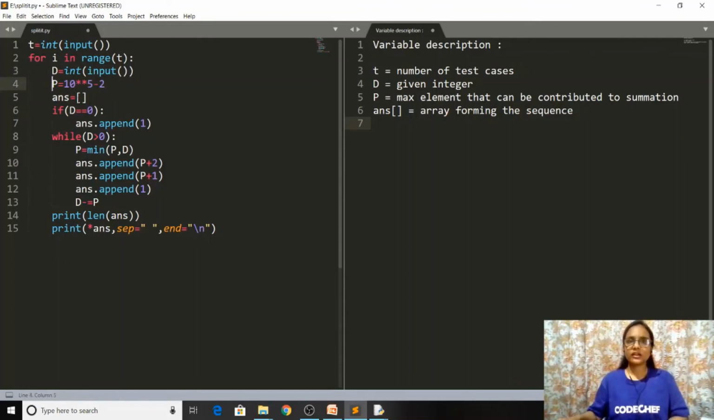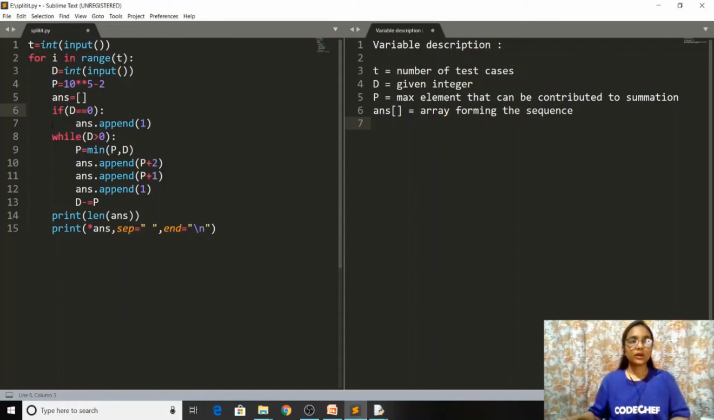So this I already explained in the pseudocode that first of all our p will be 10 to the power 5 minus 2, and answer is an empty array. So here in Python we have a list. In other languages you can probably take an array list, or you can also take an array, but then you will have to take care of the indexing in an array. So you can also take a stack, whichever one suits you the most.